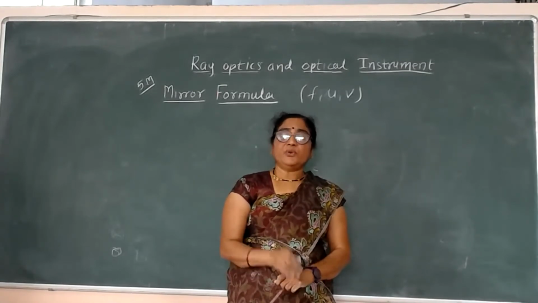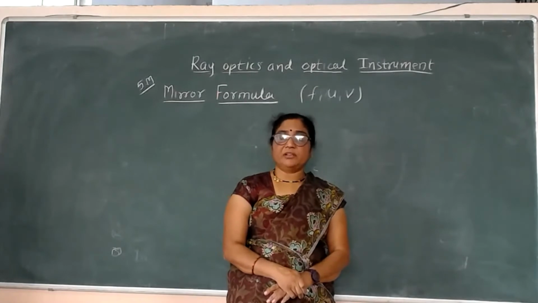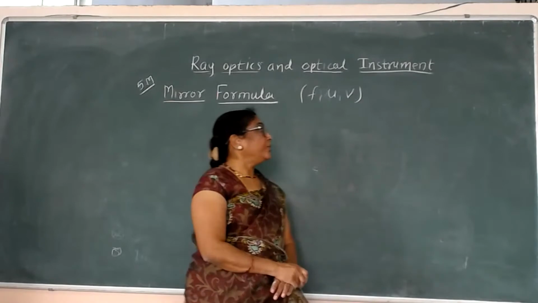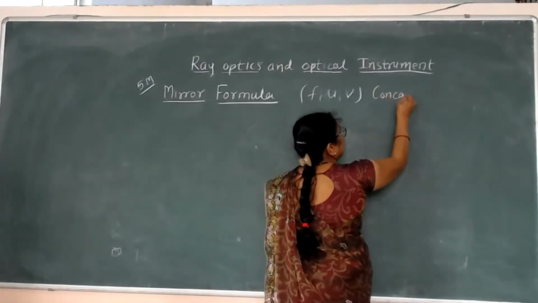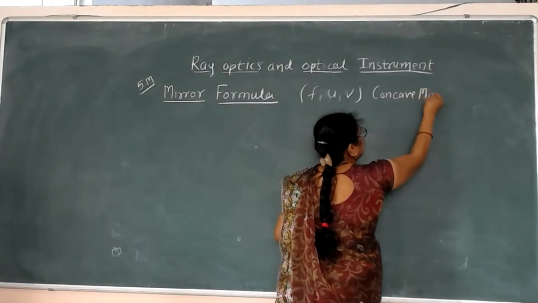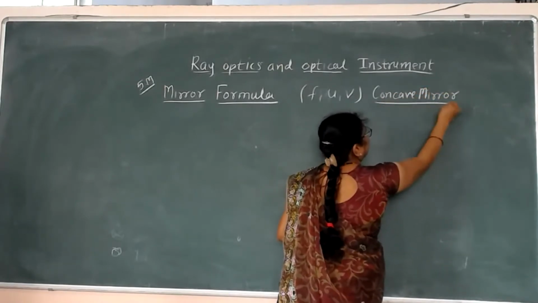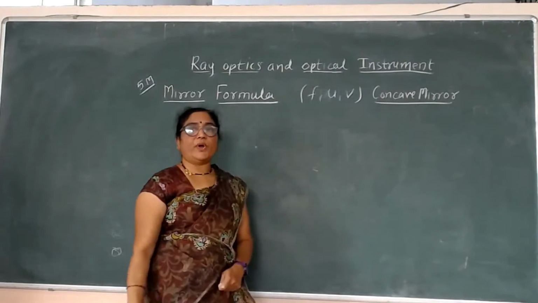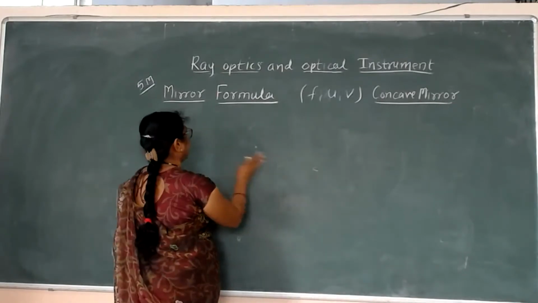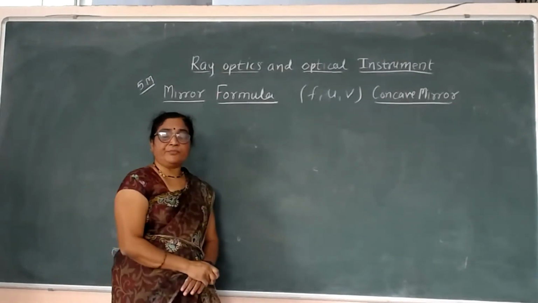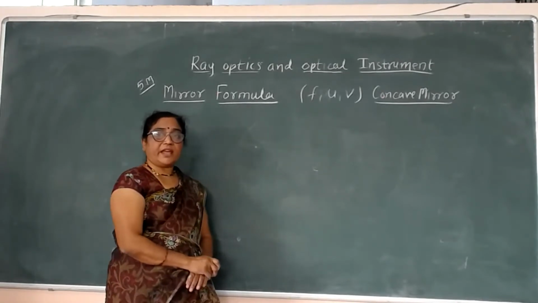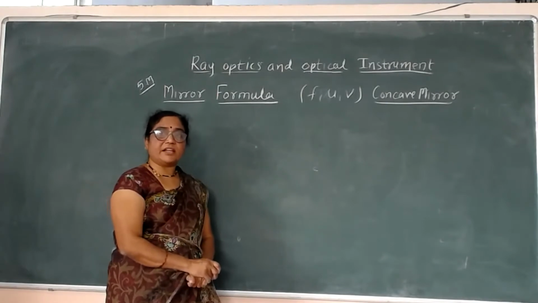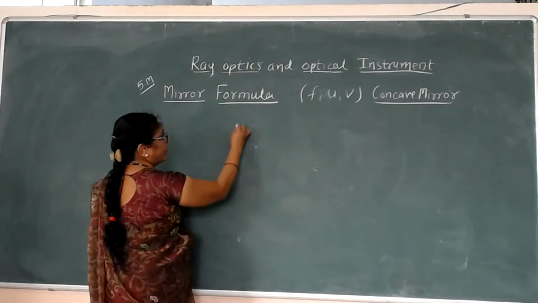To derive this expression, we use the concave mirror. By using the concave mirror, we derive the relation between F, U and V. So how to derive this? First draw the figure, first draw the ray diagram. In this, give the arrows, showing where the ray is incident and where the ray is reflected.